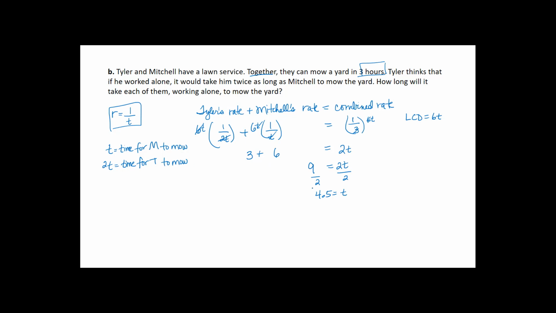So what does 4.5 represent? 4.5 is t, so t is time for Mitchell to mow, so it's going to take 4.5 hours for Mitchell to mow the yard. And Tyler is twice as long, so 2 times 4.5, or 9 hours for Tyler if he worked by himself.